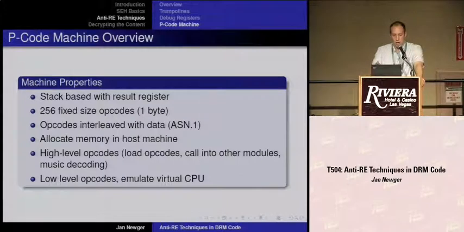Actually, the opcode set is split into two sets. On the one hand, you have the high-level opcodes, and these are used to, for example, load opcode files. The DRM system actually has files which nearly only contain opcodes, so you have opcodes to reload additional functionality in opcode files. And you can also call into these opcode modules. And it's interesting to note that the music decoding actually is handled this way.